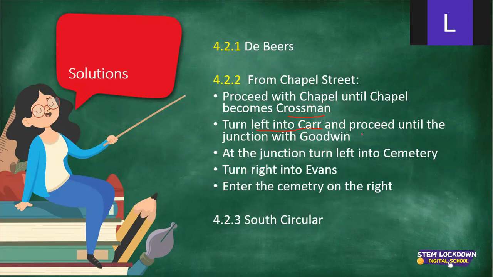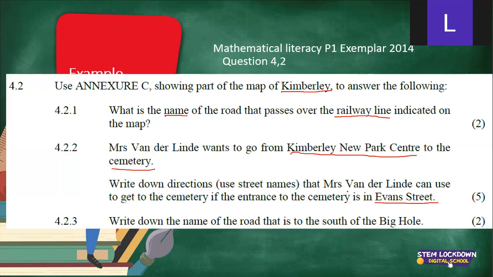Right until the junction with Goodwin. When you reach Goodwin, you turn left into Cemetery, then turn right into Evans, and then you enter the cemetery on the right. So it is very important to say where you are entering.